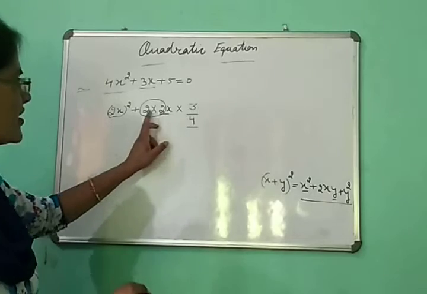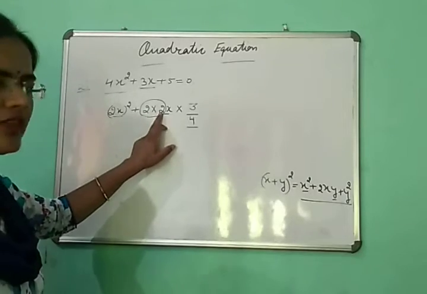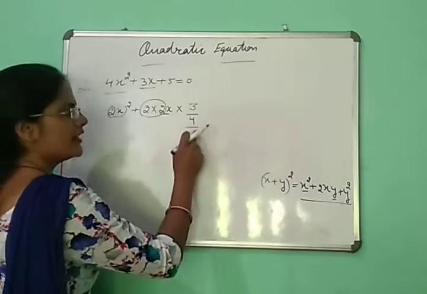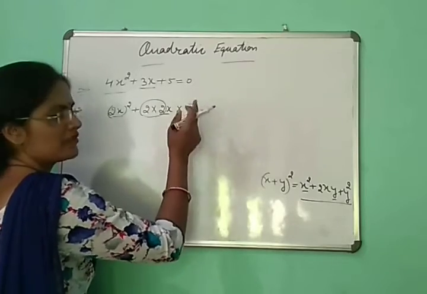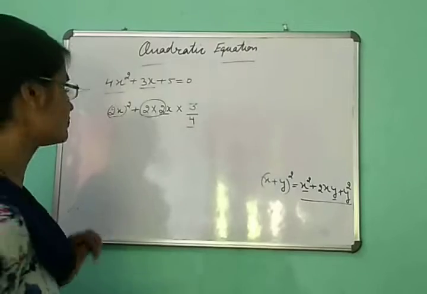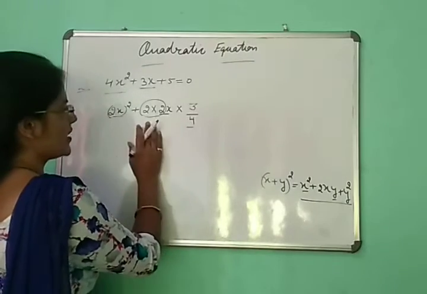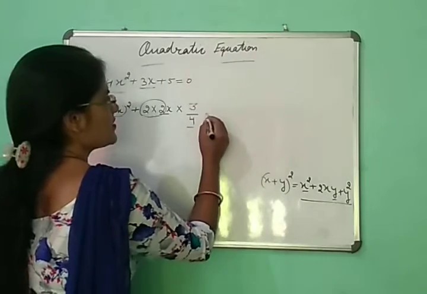But what is extra here? Extra is 2 to the 4. When we divide this by 4, and multiply these 4 and 4, the only term left is 3x. Understand? Now, this is x square plus 2xy. Now, what is the value of y?